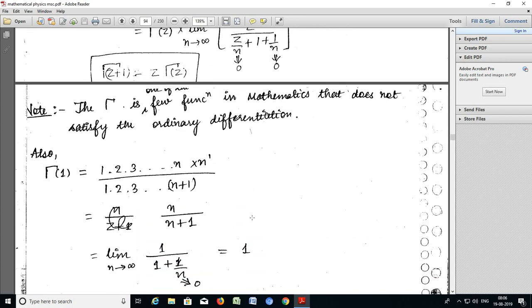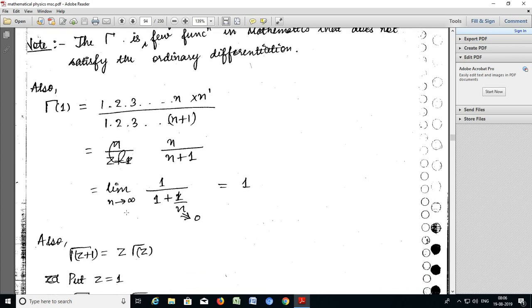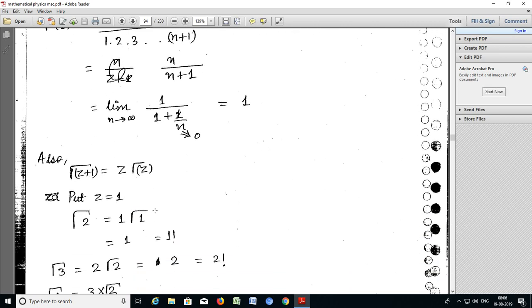Now note that gamma is one of the few functions in mathematics that does not satisfy the ordinary differentiation. Also, gamma of 1: if z is equal to 1, we can put n to the power 1 divided by the same term. Now this can be written as n over n plus 1, since all the terms will cancel out up to n, only this term will be left. Limit n tending to infinity, if I do 1 over 1 plus 1 over n, this tends to 0, only 1 is left.